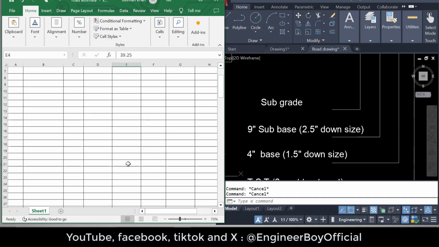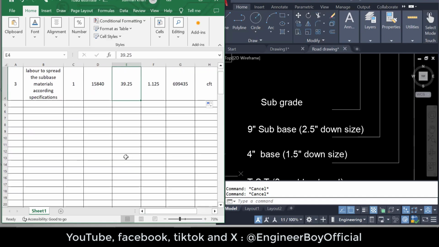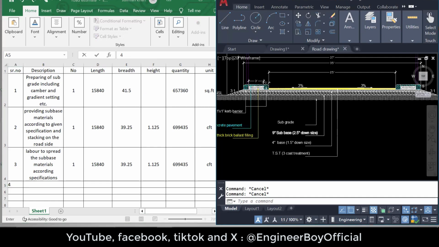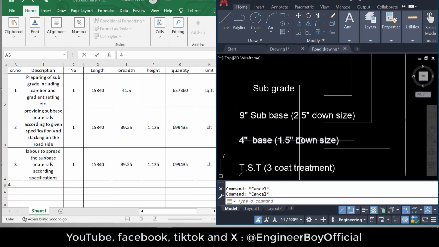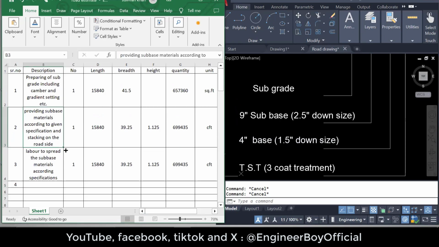So what you bring, or maybe what you unload on the site, that is just used by you or spread by the labor. It's just clear, okay? And then we have number 4. Number 4 should be the base material, because above the subbase we have the base layer, and that is 4 inches. You can see that, okay? 1.5 inches down size. So let's just say that number 4 is just providing the base material.